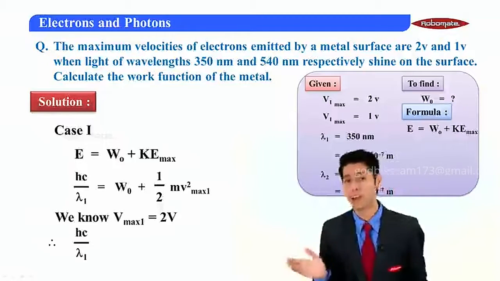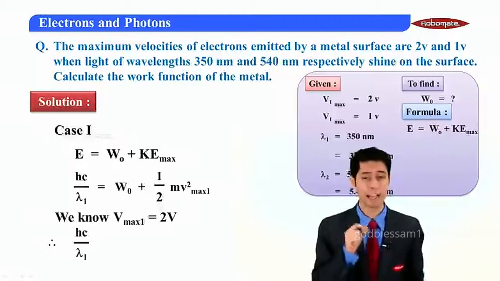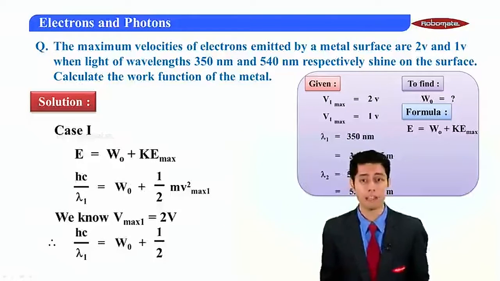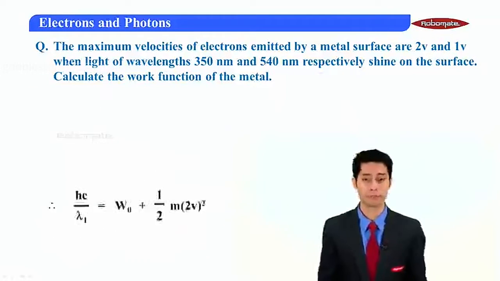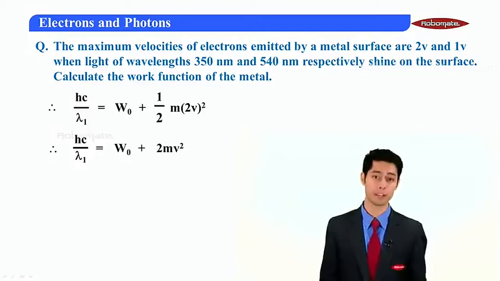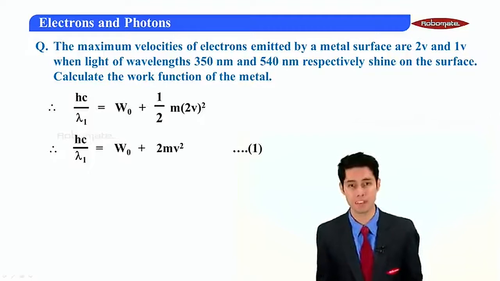So can I say in V max 1's place, we will have 2V which will be substituted. So the same equation now becomes hc by lambda 1, which is equal to W naught plus half m 2V the whole square. On solving this equation, we get the final answer as hc by lambda 1, which is equal to W naught plus 2mv square. We mark this equation as equation number 1.